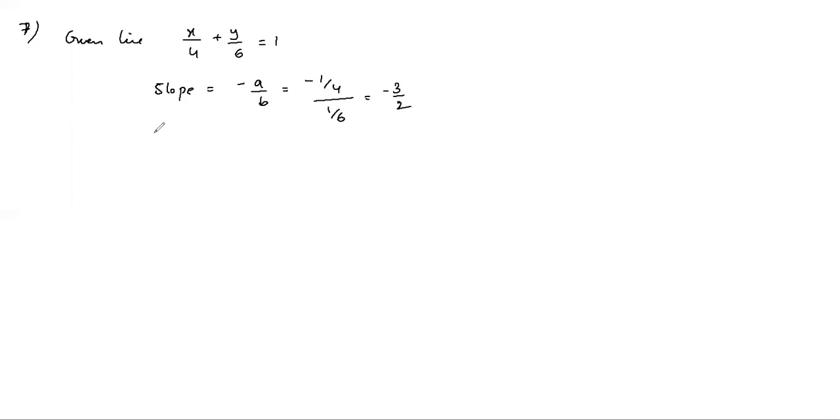But what you have is a perpendicular line. So what do you have to take? Perpendicular slope you have to take. So perpendicular slope is minus 1 by m. So minus minus plus 2 by 3. You just take the reciprocal and change the sign. So we find the perpendicular slope. So this is the slope of the required line.